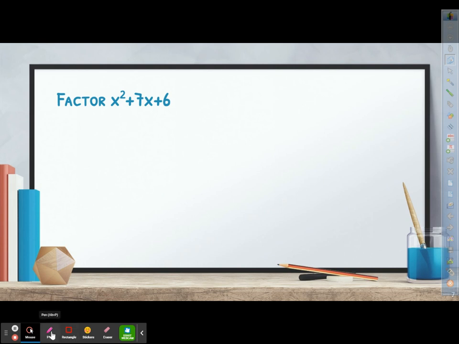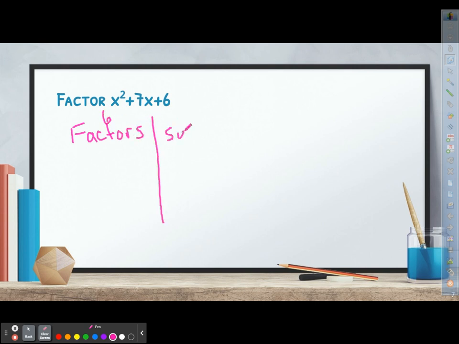X squared plus 7x plus 6. Okay, so let's make our table. Factors of 6 that have a sum of 7. Okay, so first let's list the factors of 6. They're 1 and 6, 2 and 3, and then we're going to find the sum.